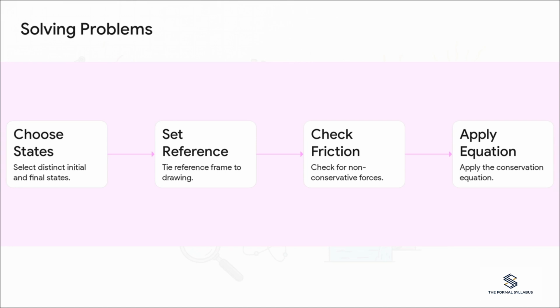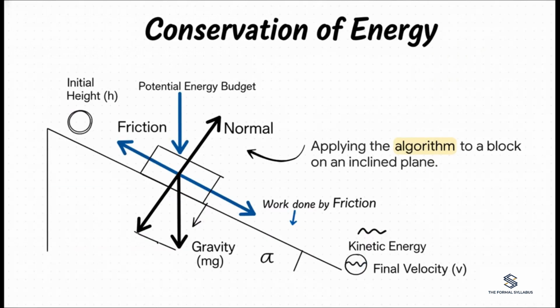Simple as that. Let's look at a classic whiteboard example, a block sliding down an inclined plane. You've got gravity, the normal force pushing up, and a blue friction vector actively fighting the slide. If we just analyze the initial height at the top for our potential energy, the final speed at the bottom for kinetic, and subtract that negative work done by the blue friction vector, we solve it instantly. No chaotic vector kinematics required, just a clean energy budget.